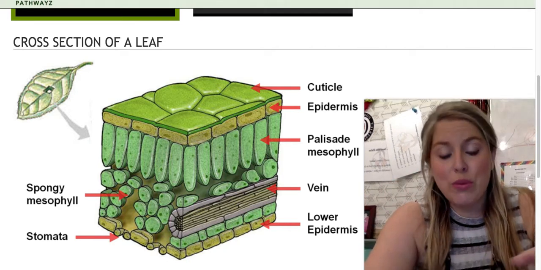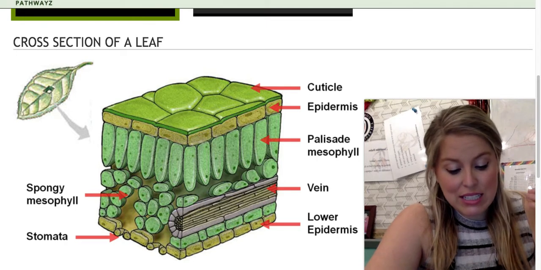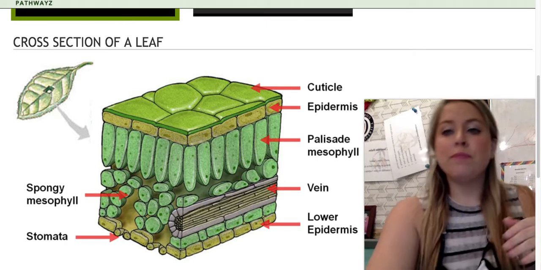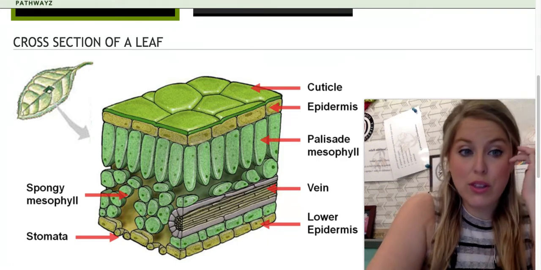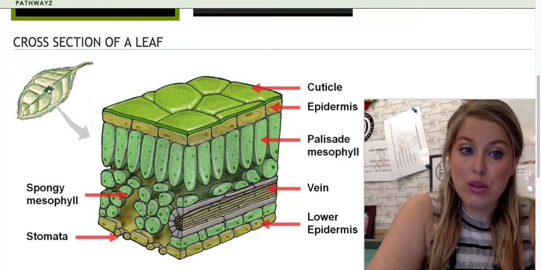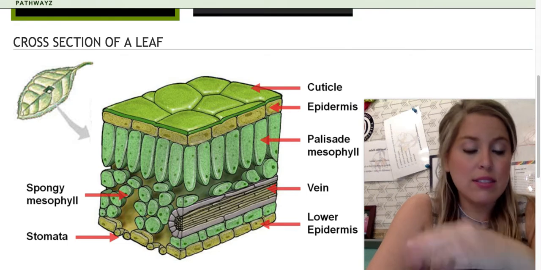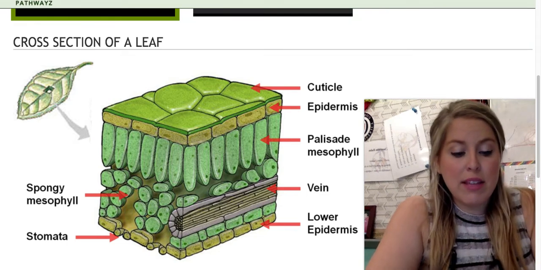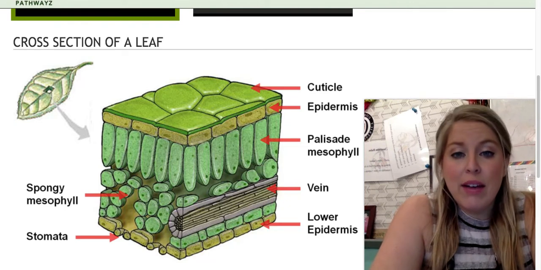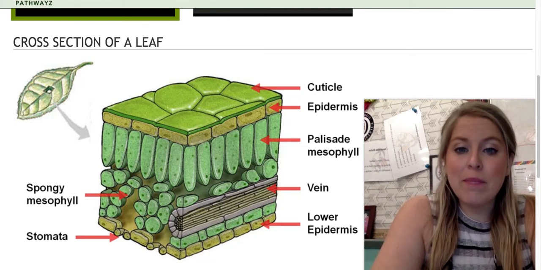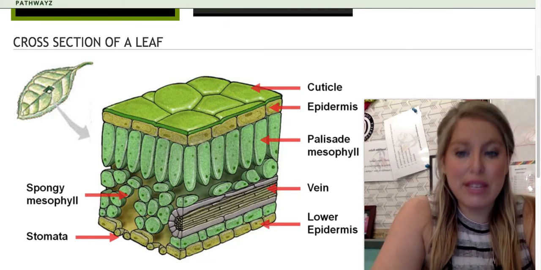Okay, so when we look at the cross section of a leaf, we've got several important parts. For the top layer, we have what's called the cuticle, also referred to as the waxy cuticle, because it has a nice little wax on it that ultimately allows leaves not to dissolve in water when it gets rained on. Under that, we have the epidermis. Okay, and then we have the palisade mesophyll layer.